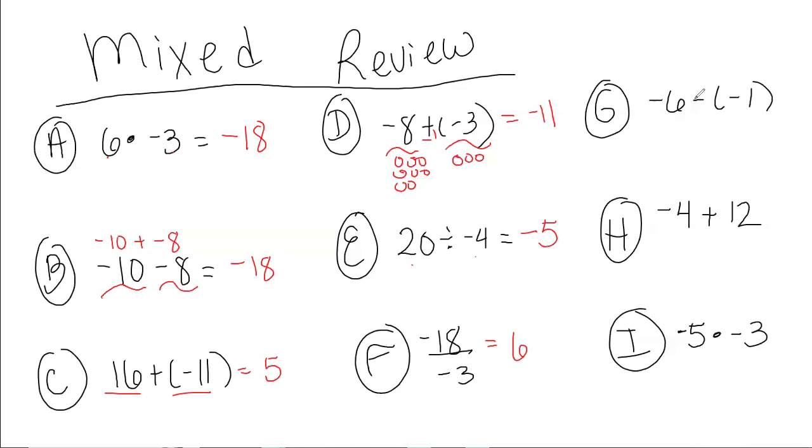G, minus minus, immediately turn it to plus. You owe me 6, you gave me 1, you owe me 5. Or if you're on the number line, you were at negative 6, and then it said to go left negative 1, which reverses you that way, 1. A minus minus reverses you.